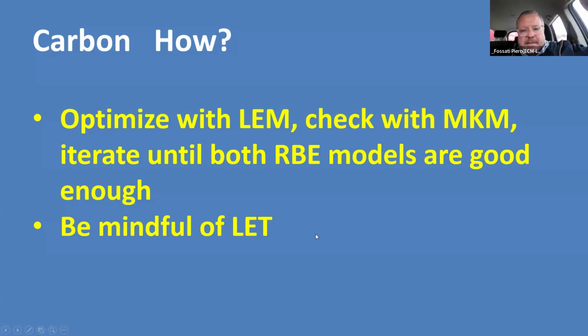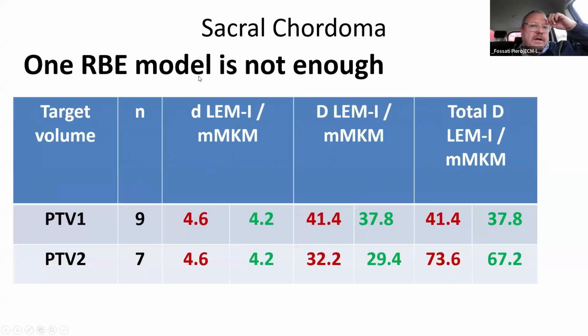with the alternative MKM model, so the one used in all the Japanese centers, and we are trying to achieve target coverage and organ at risk constraints which are acceptable in both models. So in the very beginning, we were just using scaling factors, but now we are looking at the plan in both models. So this is an example of a sacral chordoma patient that we are treating now, and the prescription with LEM is 4.6 gray RBE times 16, but this we are saying should also correspond to 4.2 in MKM.